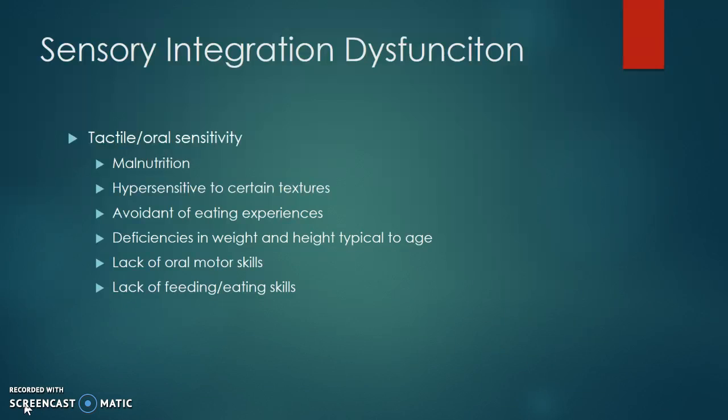In relation to failure to thrive, these individuals have the sensory integration dysfunction of tactile or oral sensitivity. This results in malnutrition, hypersensitivity to certain textures of food, overall being avoidant of eating experiences, as well as deficiencies in weight and height that is typical for the age of the child. These individuals may also demonstrate lack of oral motor skills as well as lack of feeding and eating skills.